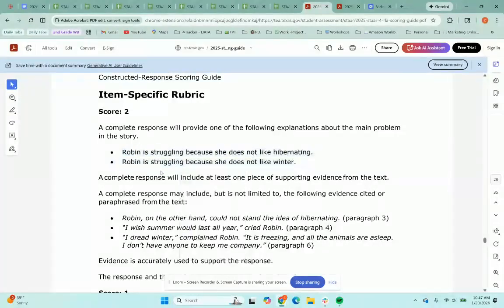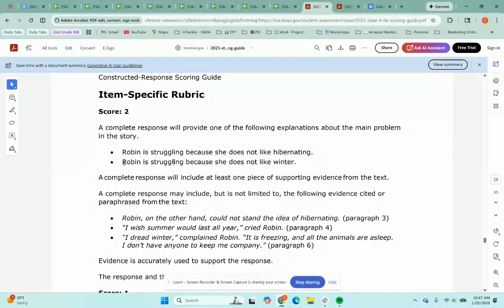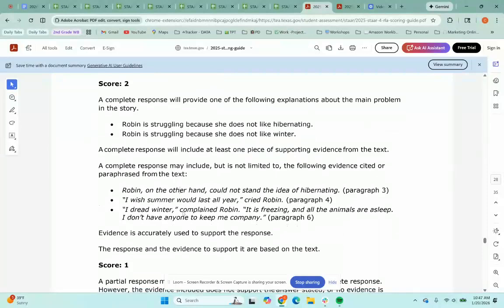It has to either have that Robin is struggling because she does not like hibernating, or it has to have she's struggling because she doesn't like winter. Either way, Robin doesn't want to come out, right? But they have to either talk about hibernating, or if she doesn't like winter, something about that. Now, for the evidence, there are 3 possible pieces of evidence.